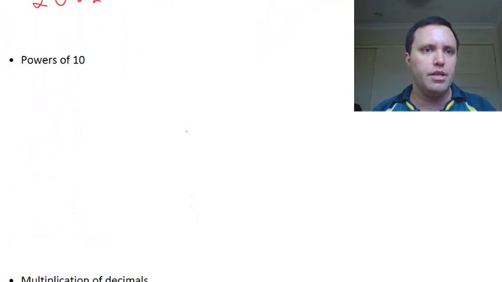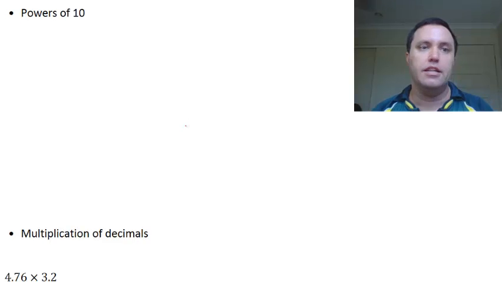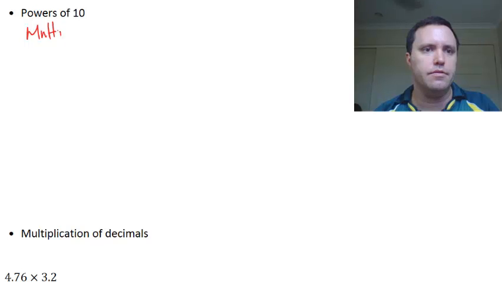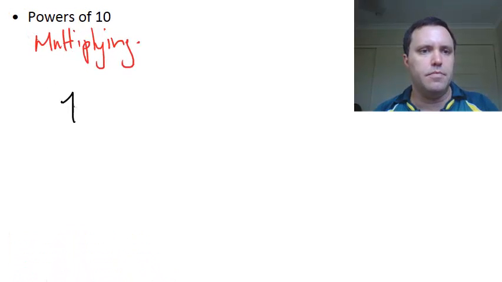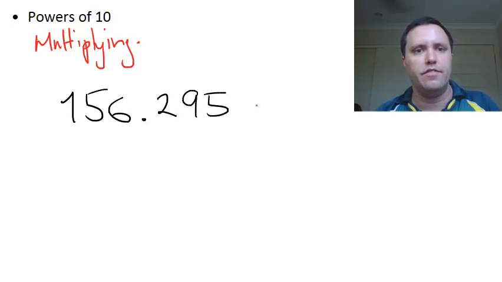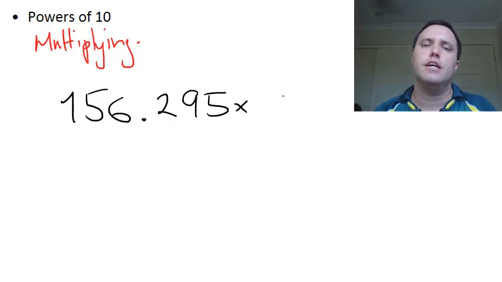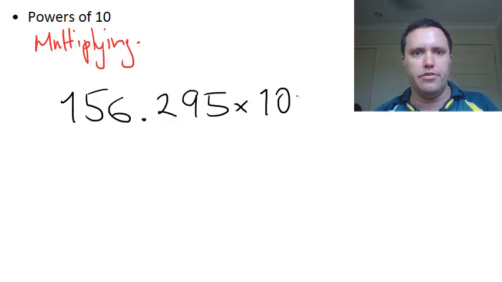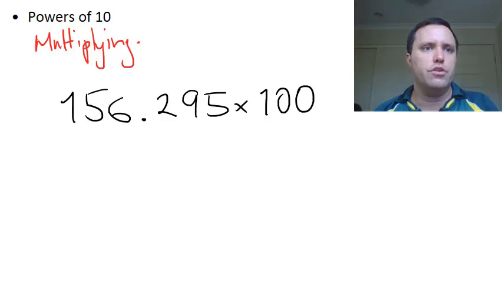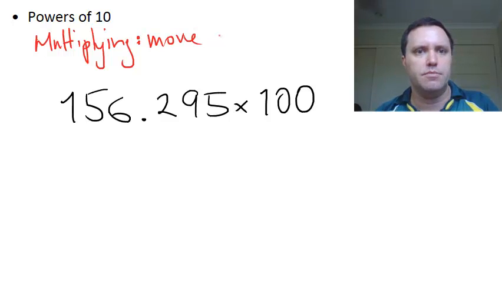Alright, using powers of 10. Okay, this one's a fairly simple one. So if we're multiplying, okay, so let's say for instance we had 156.295 times, let's say, 100. Okay, what we do is that we move the decimal point right. So I'm multiplying, move decimal.